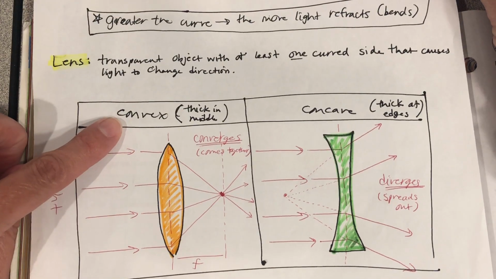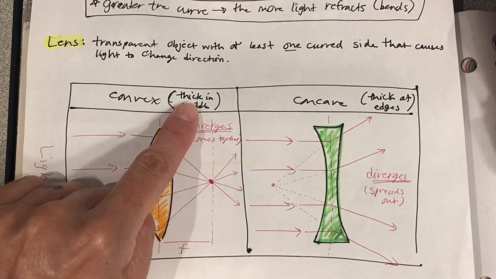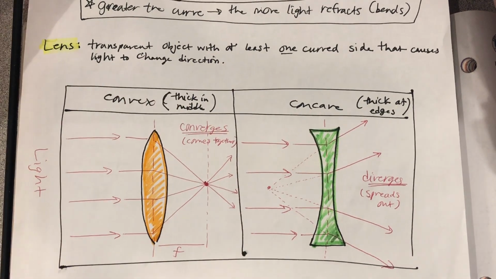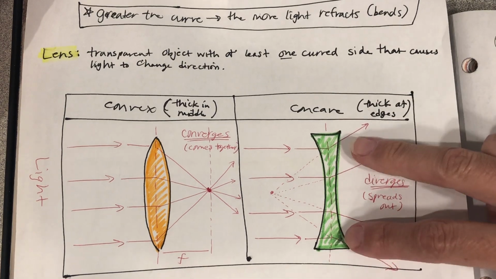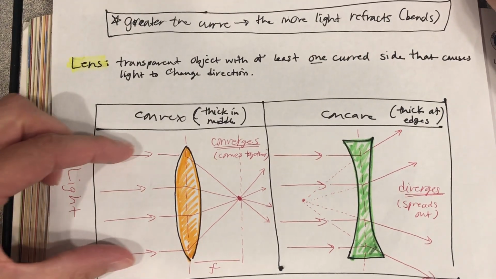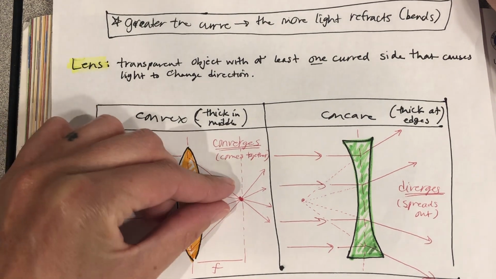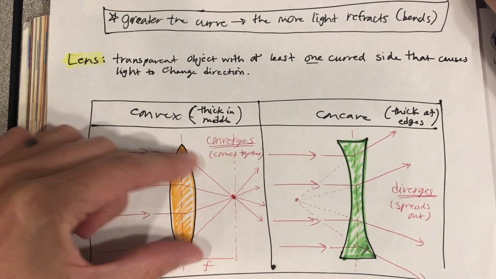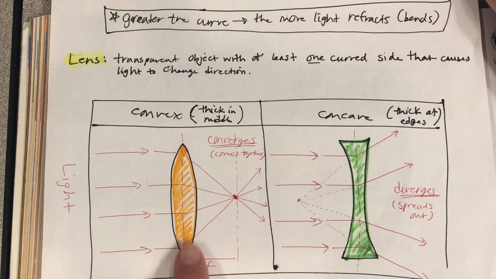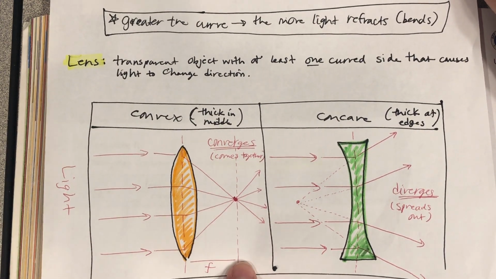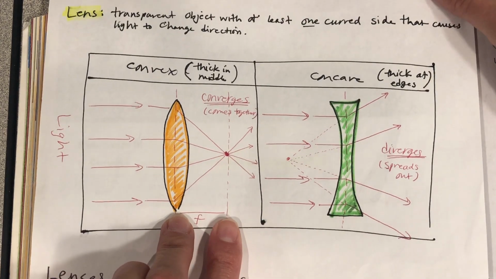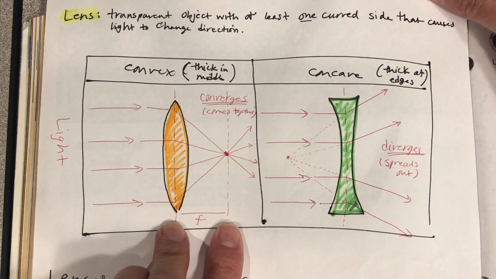Here we have a picture of a convex lens. See, it's thicker in the middle, whereas a concave lens is thick at the edges. The light comes in from the side, and once it hits the lens, it's going to converge and come to a point. Converge means to come together. The distance from the middle of the lens to that point where it converges is called the focal length. So that's F. We learned that from our virtual lab.